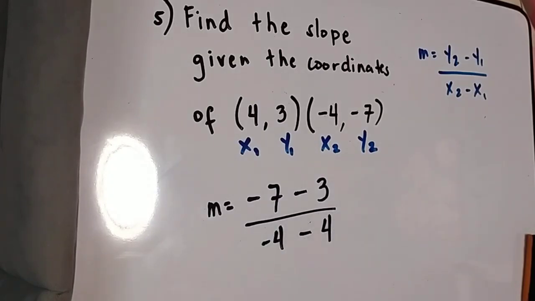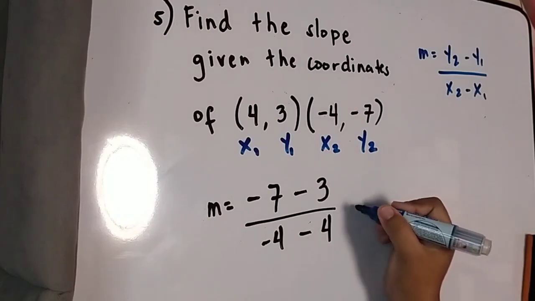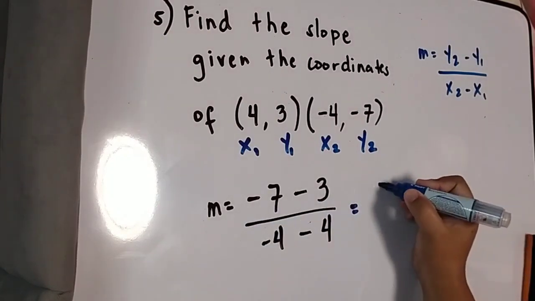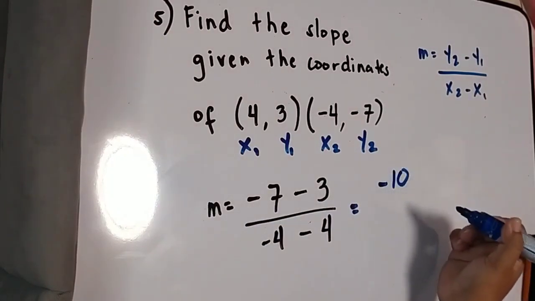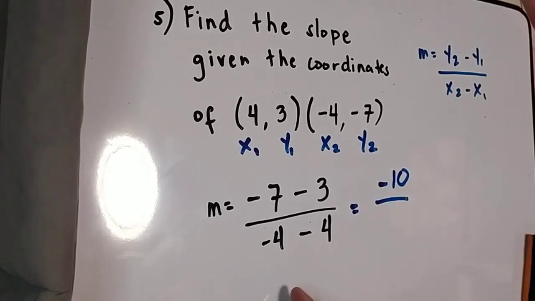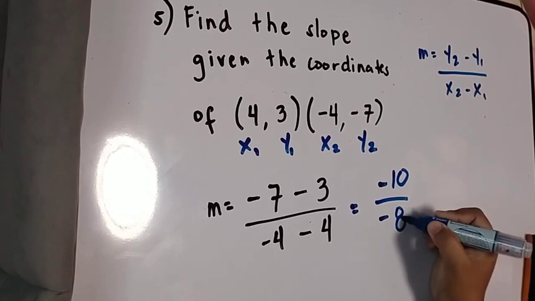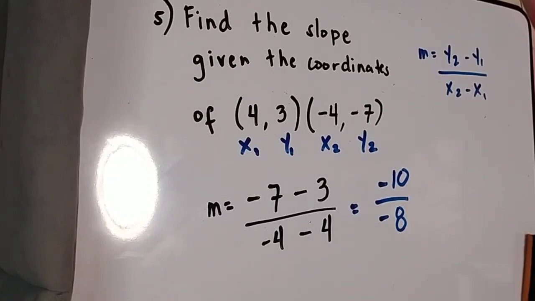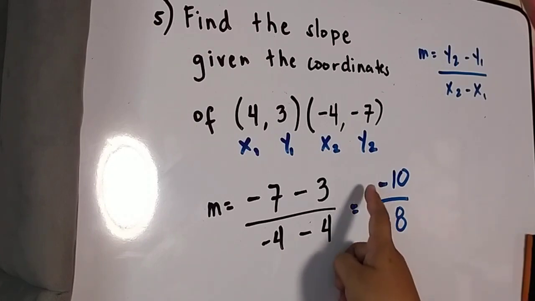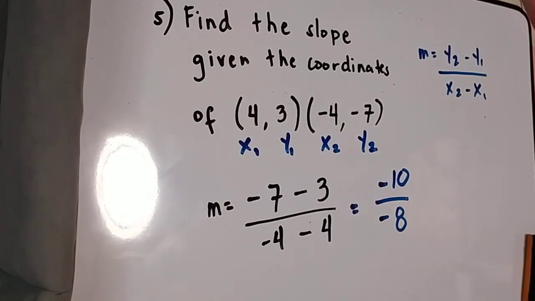So, negative 7 minus 3, both negative, add. Then, copy the sign, so that is equal to negative 10. All over, again, both negative, add ulit, all over negative 8. Now, if you have both negative in numerator and denominator, final answer is positive. Magiging positive yan. Kasi diba parang divide yan. Negative divided by negative is positive.